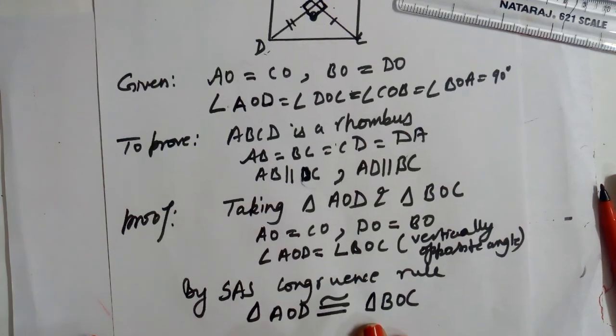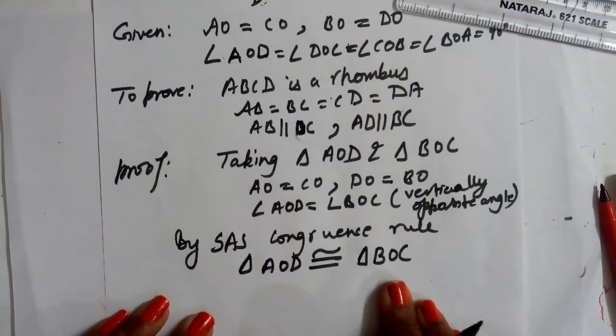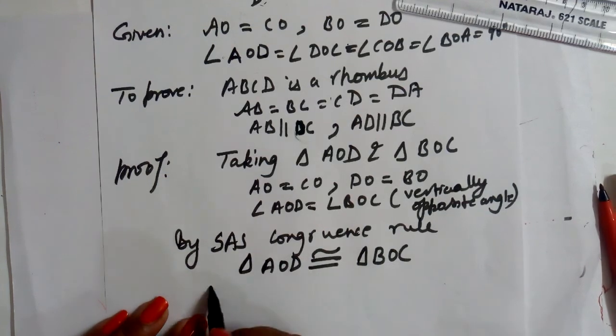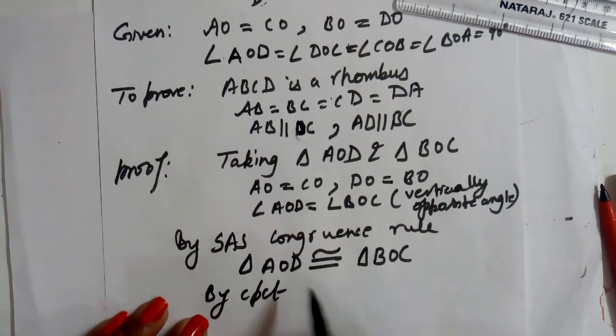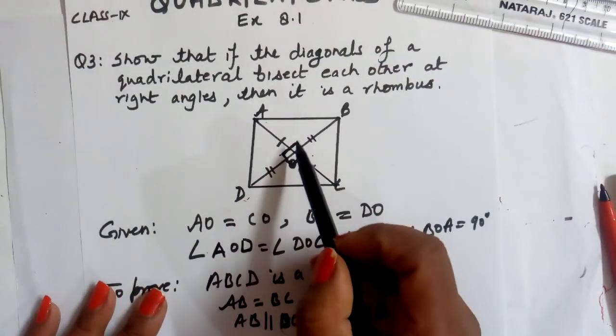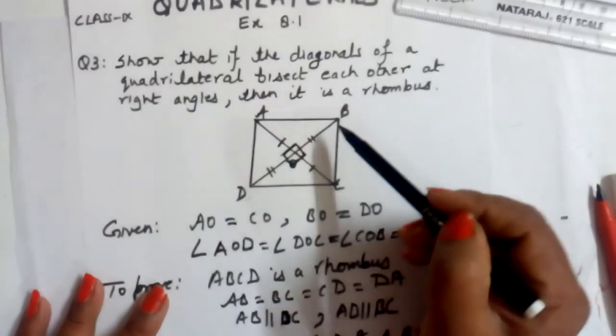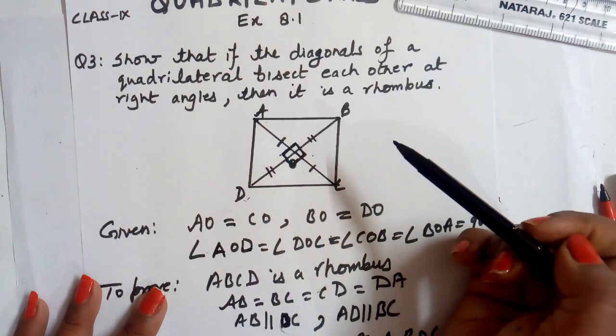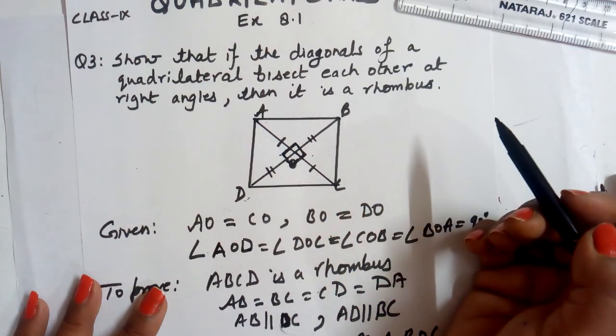So when AOD is congruent to BOC, what do we get by CPCT? By CPCT, as these two triangles are congruent, we have got AD is equal to BC. What is CPCT? Corresponding parts of congruent triangles.